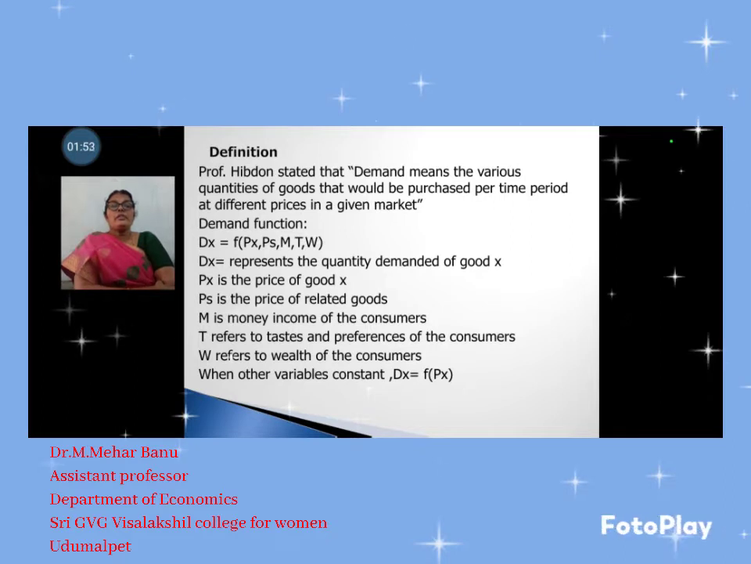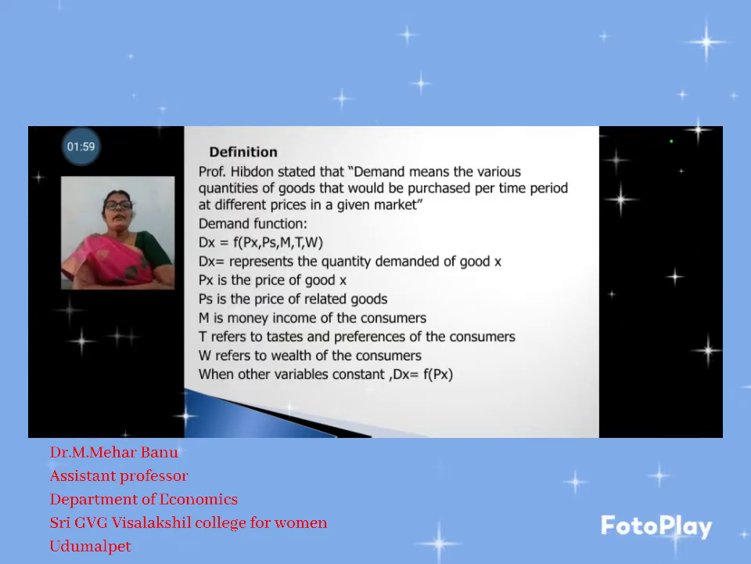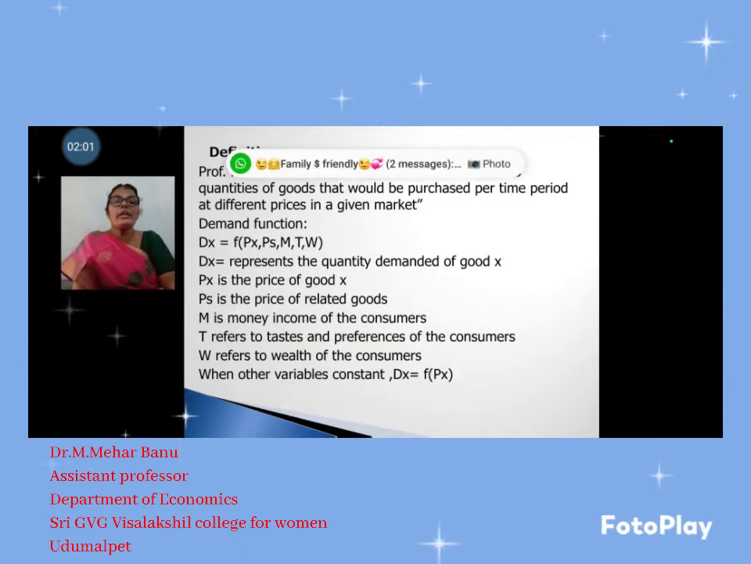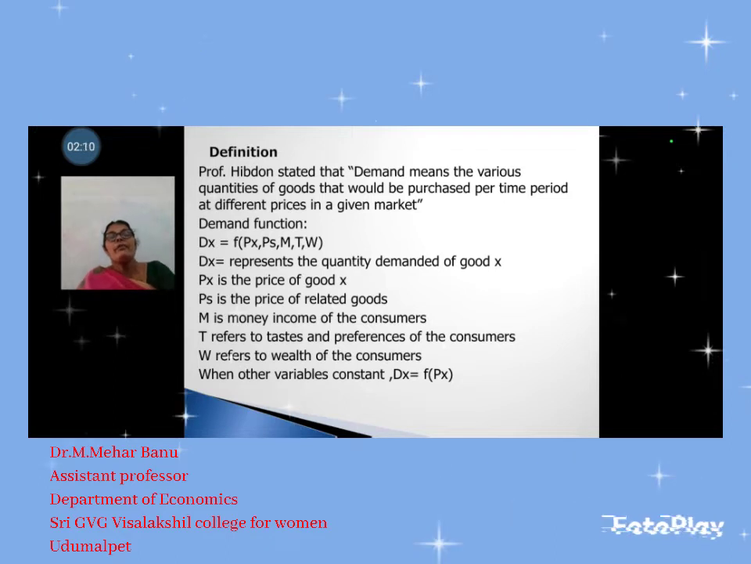When other variables are constant, Dx is equal to f of Px. Other variables in the sense of income, other related goods' prices, and the wealth of consumers, all variables are kept constant. So the demand is determined by the price of the commodity.